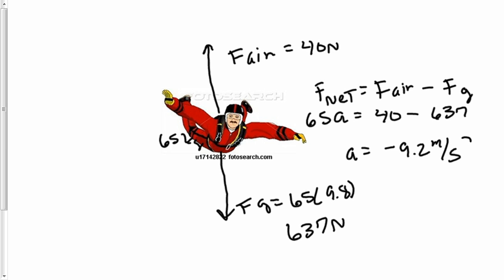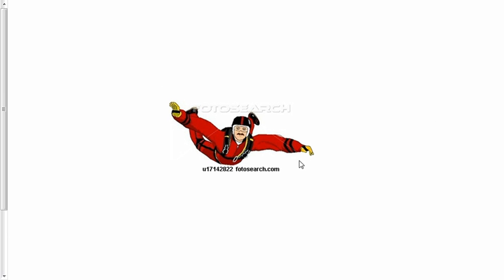And we see that that's pretty close to gravity acceleration, but as he continues to fall and his velocity increases, the amount of air resistance force will also increase. And at some point, he will reach what's called a terminal velocity, at which he cannot accelerate any longer. Let's take a look at that situation. So we're now at terminal velocity. We'll look at the forces again, and we'll see how things have changed.